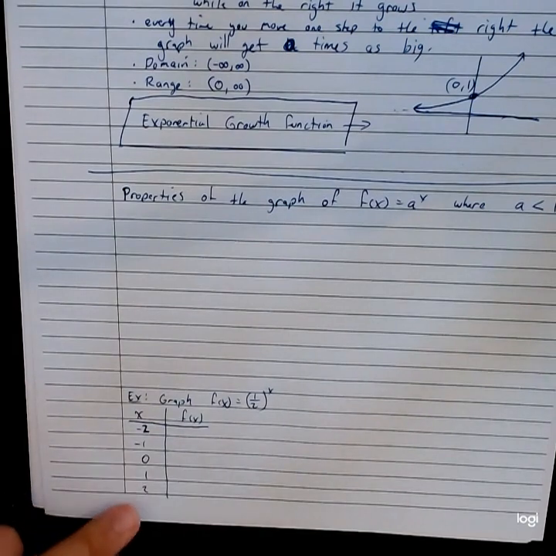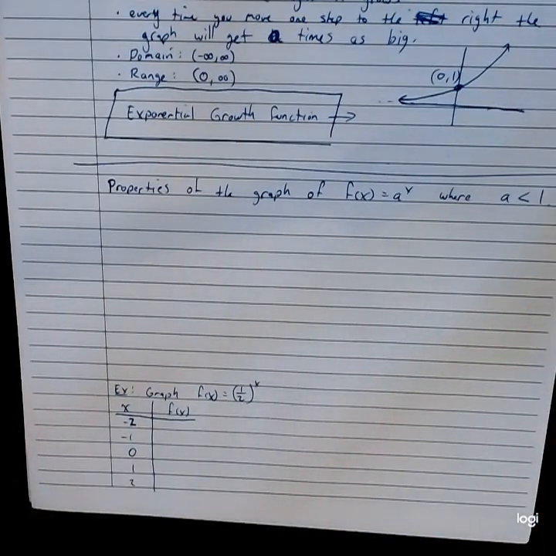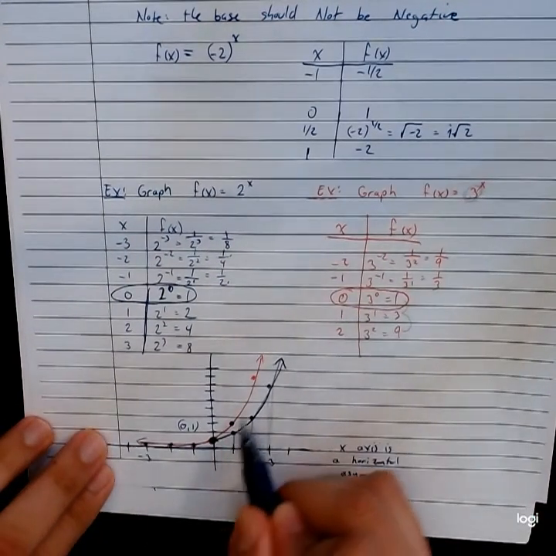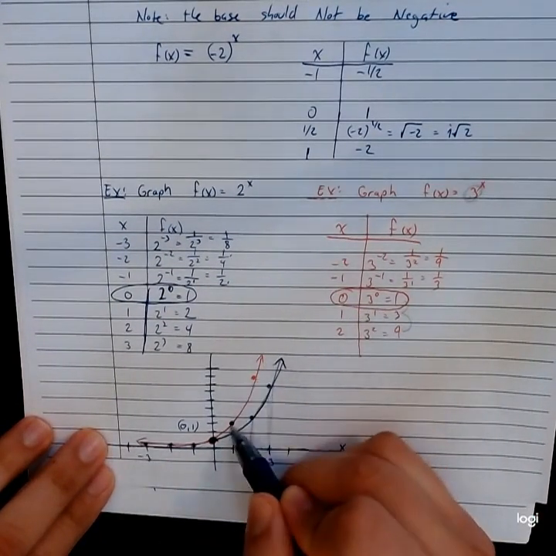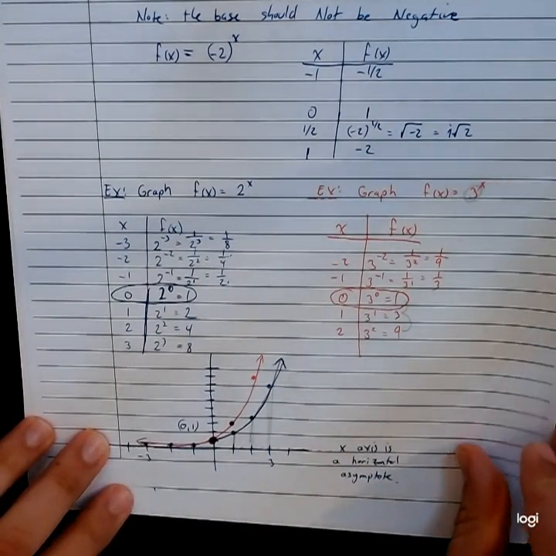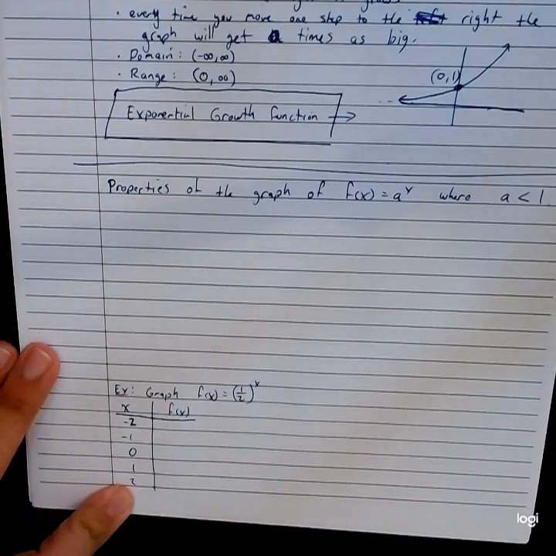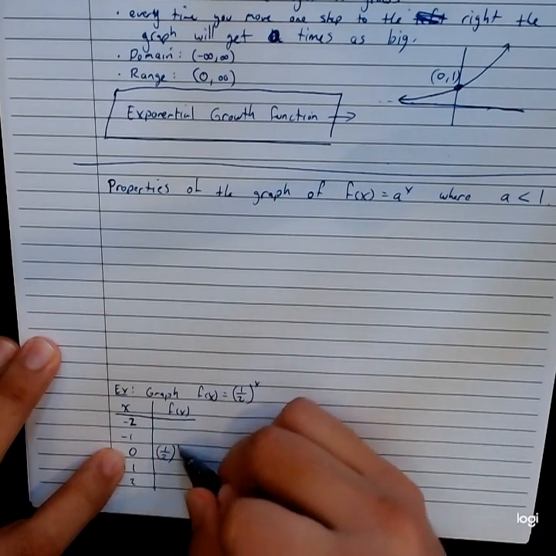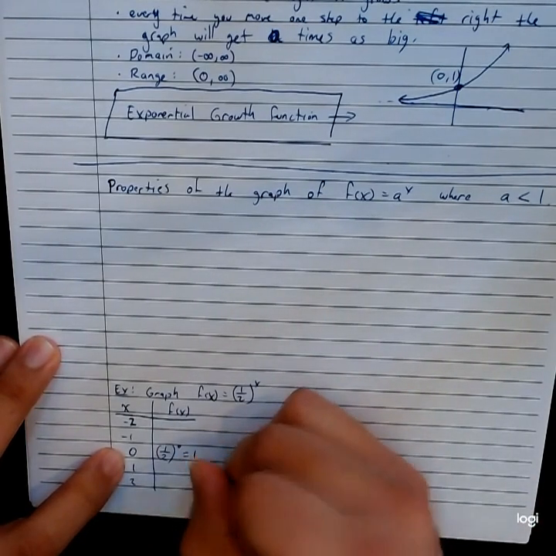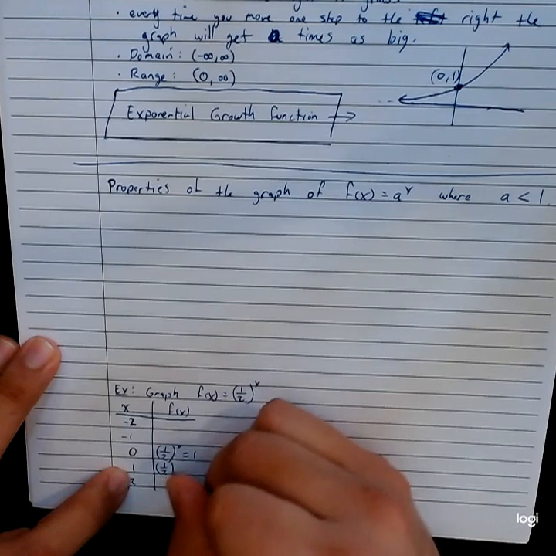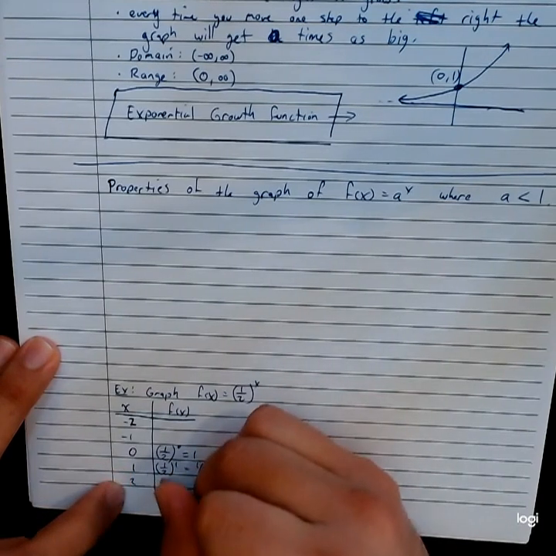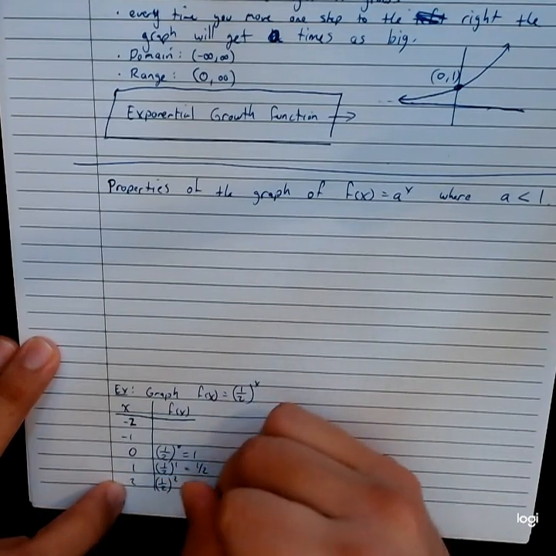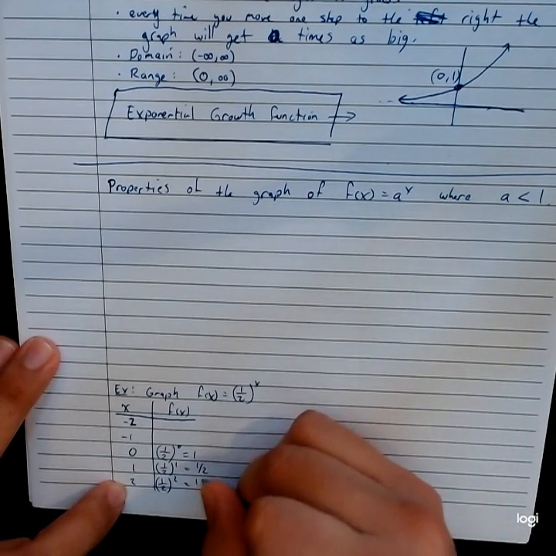So here I'm picking integer values, but keep in mind all of these could be done with fractions and decimals, since this is a continuous graph. Everything in between these points is also part of your function. So, 1/2 to the power 0 is 1, since anything to the power 0 is equal to 1. 1/2 to the power 1 is a half. And 1/2 to the power 2 is 1/2 times 1/2, that's 1/4.